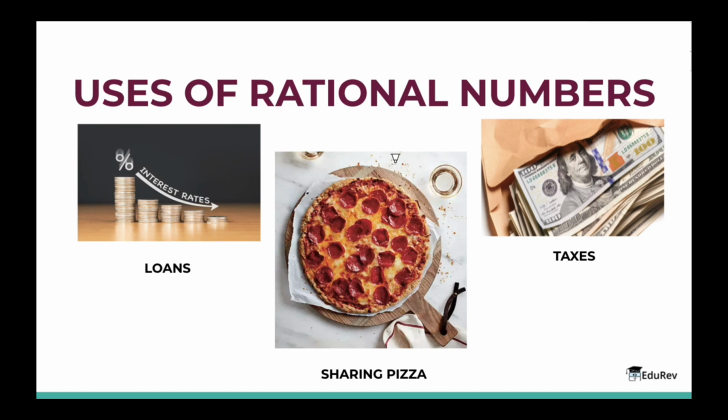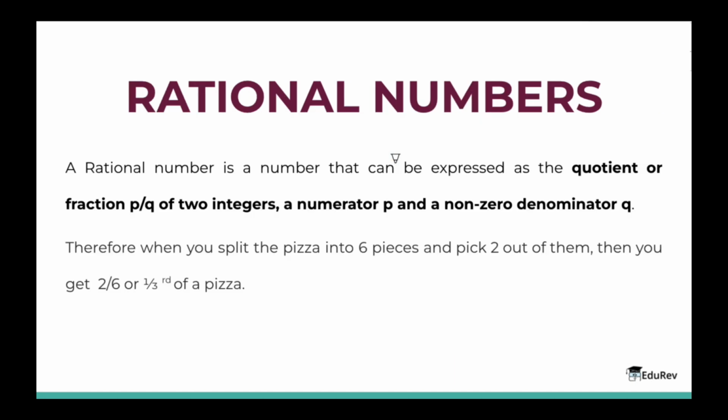Let's decode this chapter. In mathematics, a rational number is a number that can be expressed as the quotient or fraction, that is p by q, of two integers, a numerator p and a non-zero denominator q. Therefore, when you split the pizza into 6 pieces and pick 2 out of them, then you get 2 by 6 or 1/3 of the pizza.